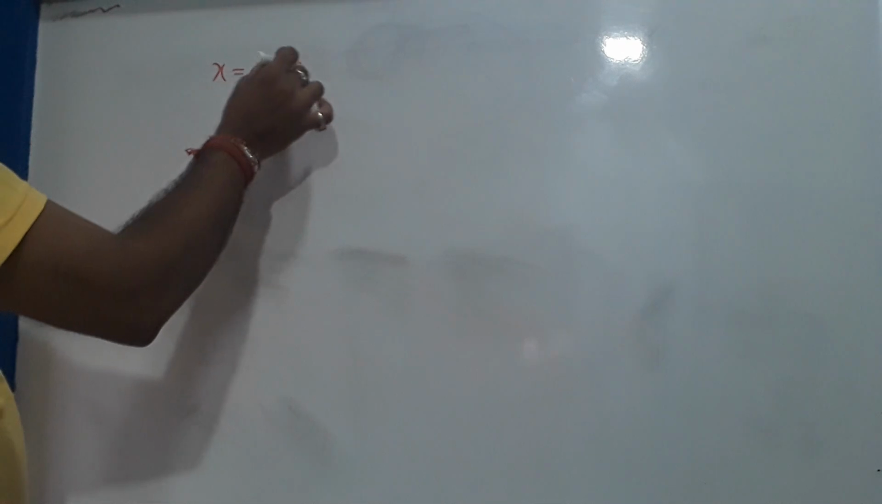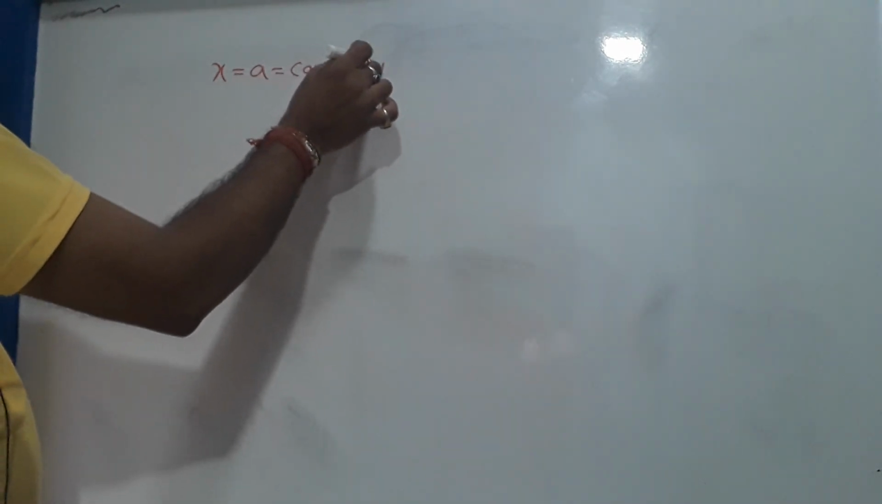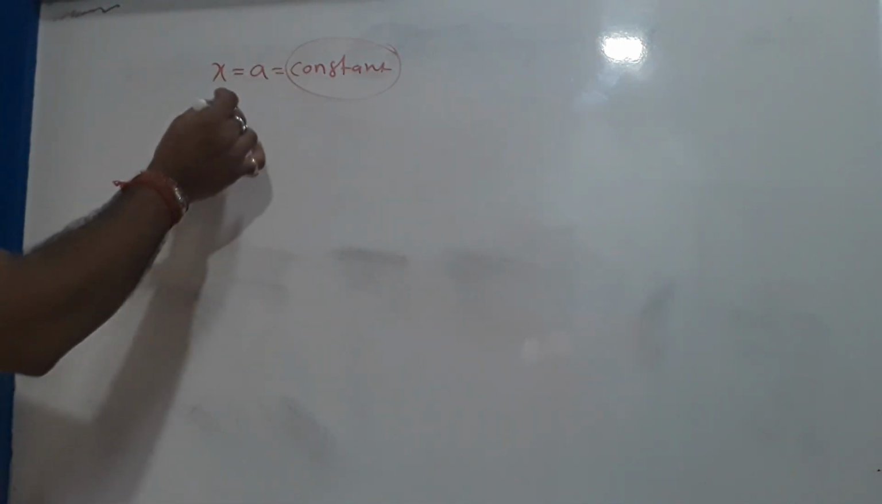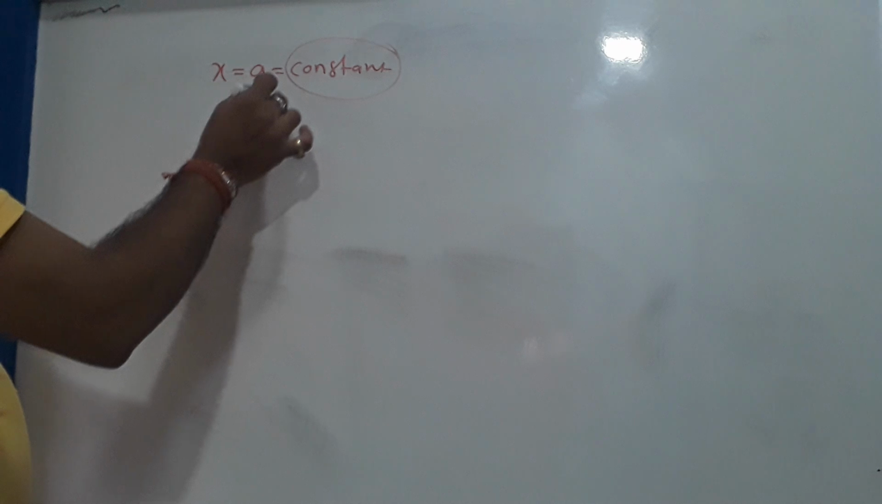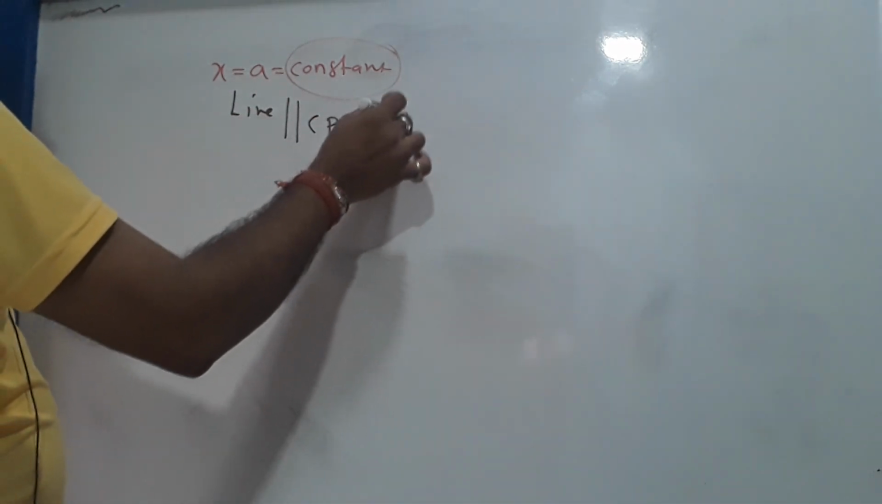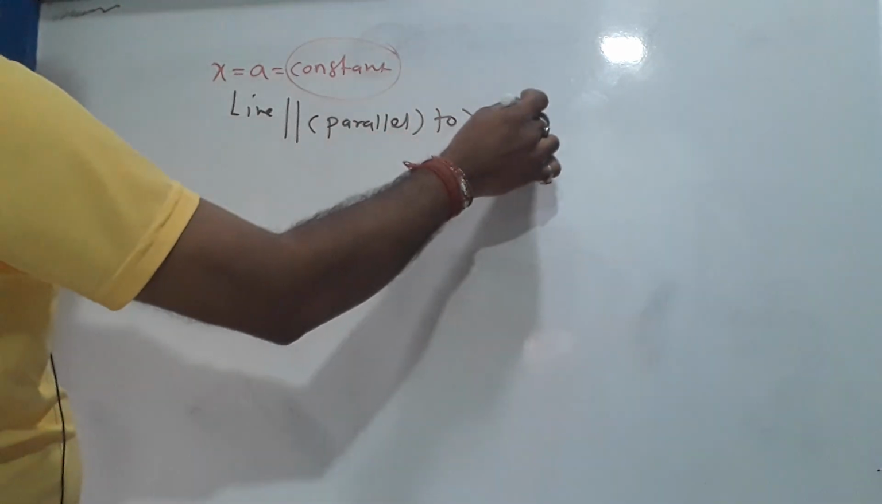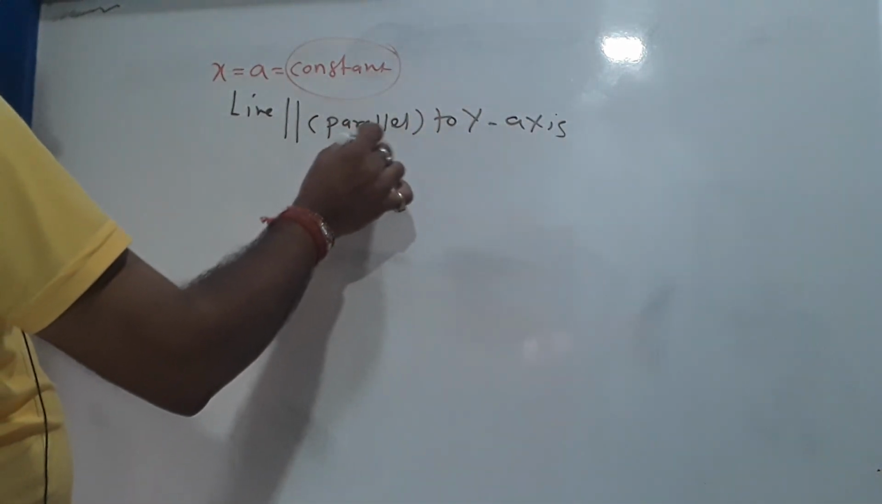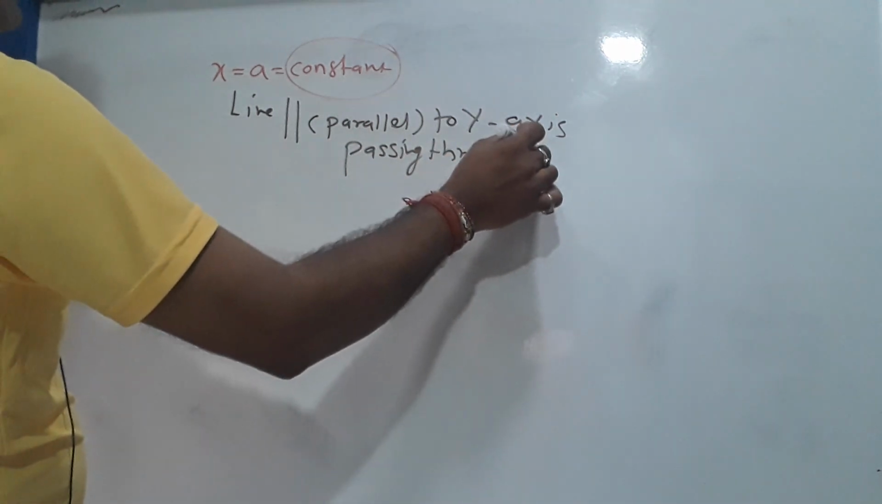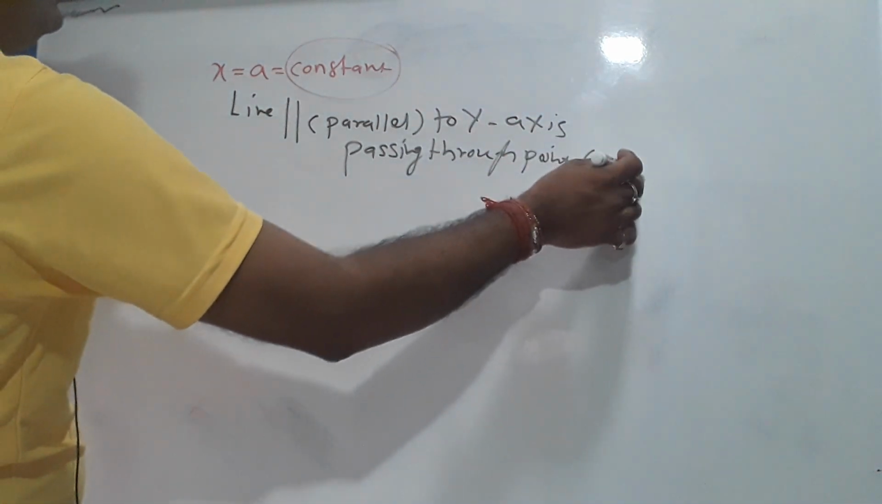Then comes reflection about a line. So you have to remember x is equal to a. A is a constant, which means a number. It is a line parallel to the y-axis, passing through the point (a, 0). Which point? x is a, y is 0.